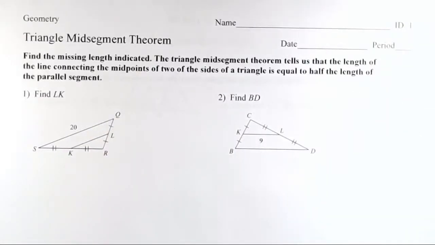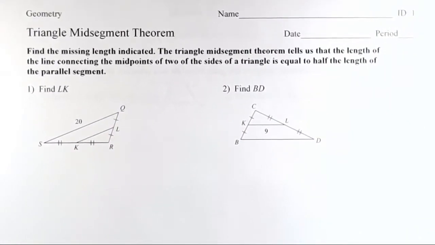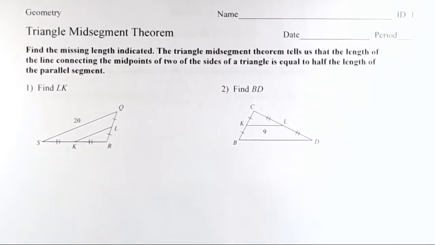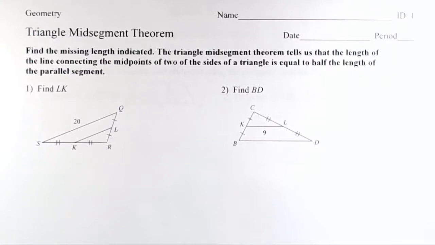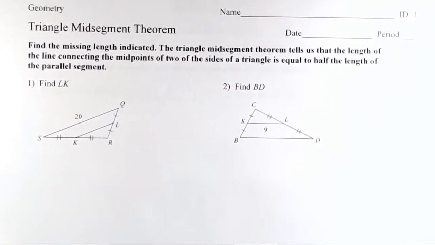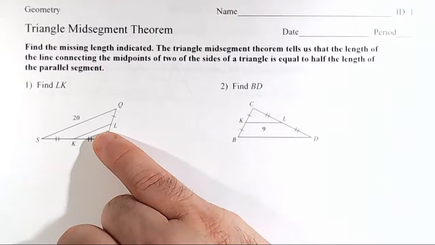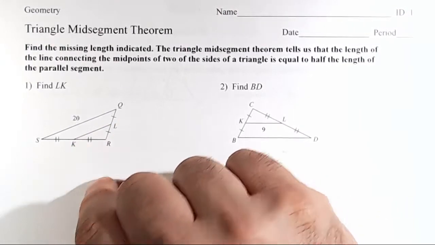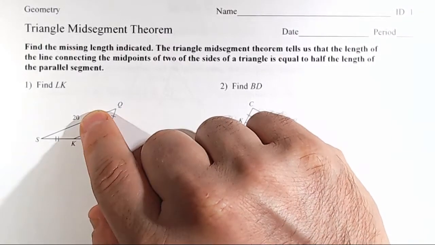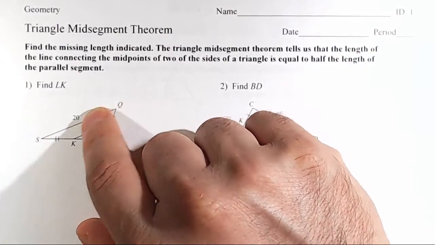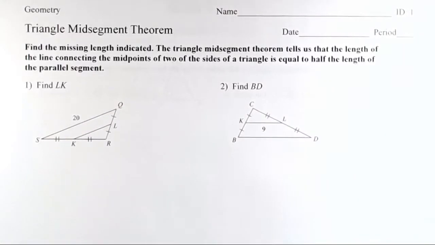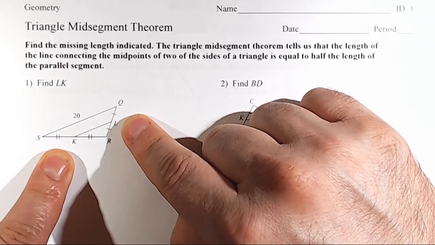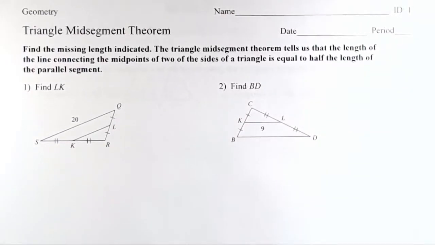After that, we're going to move on to something called the triangle midsegment theorem. And this is an application of the midpoint theorem, or at least it's related to it. And this is really easy. Basically what it means is, you see this little line right here? This line cutting across the triangle. That line is exactly half the length of the line that it's parallel to. All right? So y'all can already tell me the length of LK. It's 10. Right? It's just not that hard.